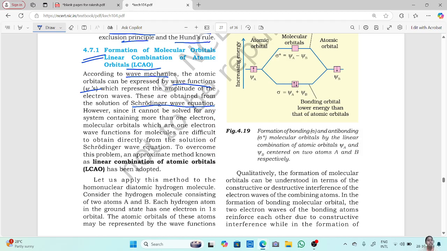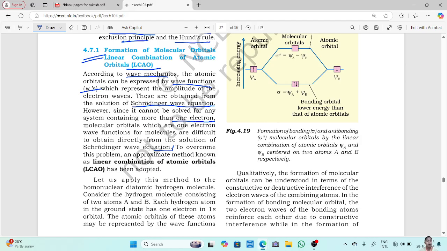Now however, since it cannot be solved for any system containing more than one electron, molecular orbitals, which are one electron wave functions for molecules, are difficult to obtain directly from the solution of Schrödinger wave equation. Now Schrödinger wave equation applies only for systems that contain one electron. But molecular orbitals are difficult to obtain because molecules have more than one electron, right? So here you cannot obtain any solution from this Schrödinger wave equation.